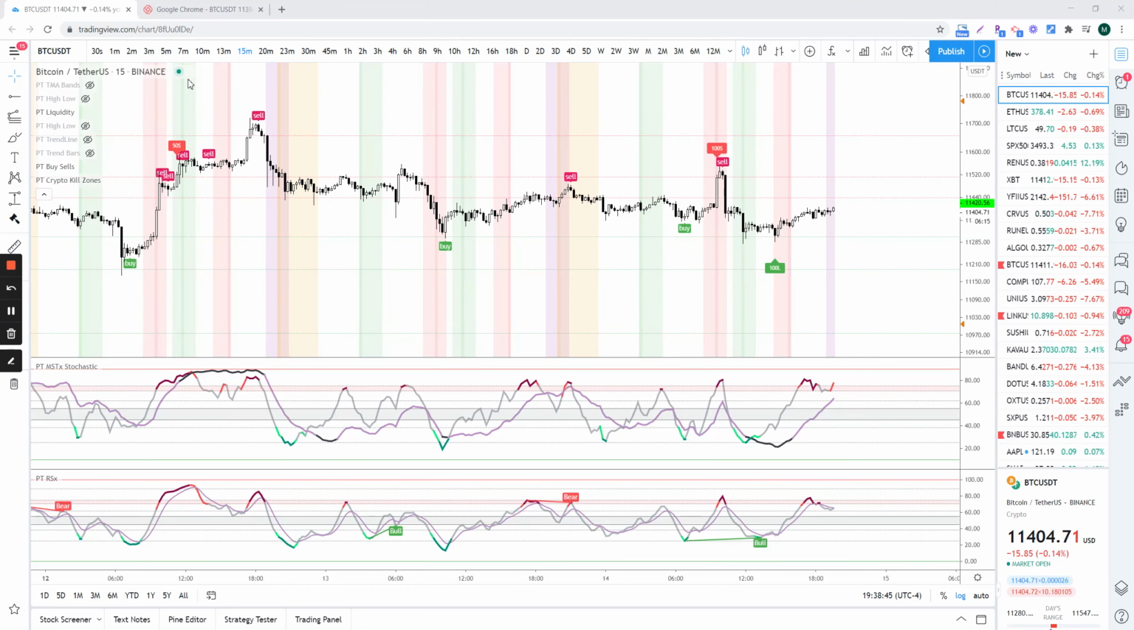I want to take a few minutes to talk to you guys about the kill zone indicator. So, what are kill zones? Kill zones are times throughout the day that your asset will most definitely have the most volatility. The person who created kill zones, I'm pretty sure you've all heard of him.